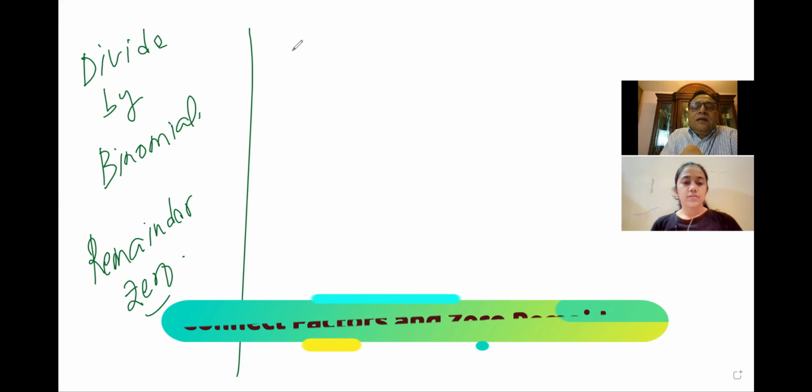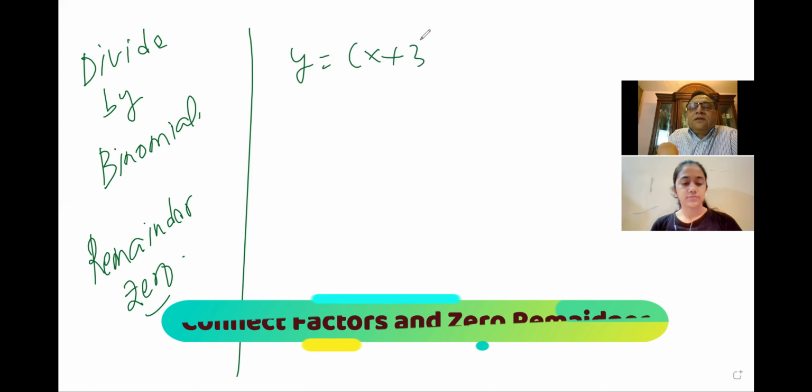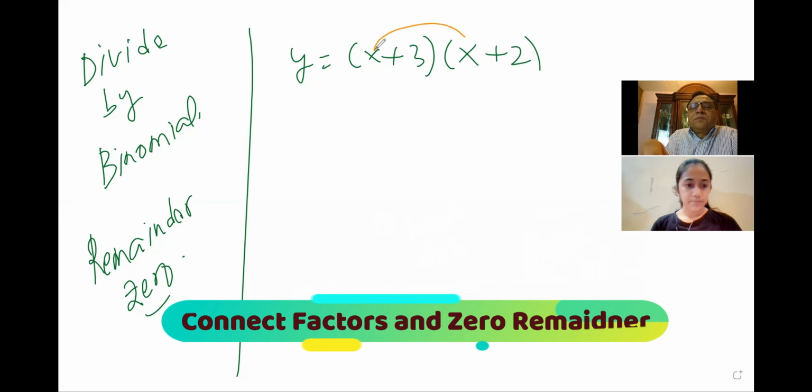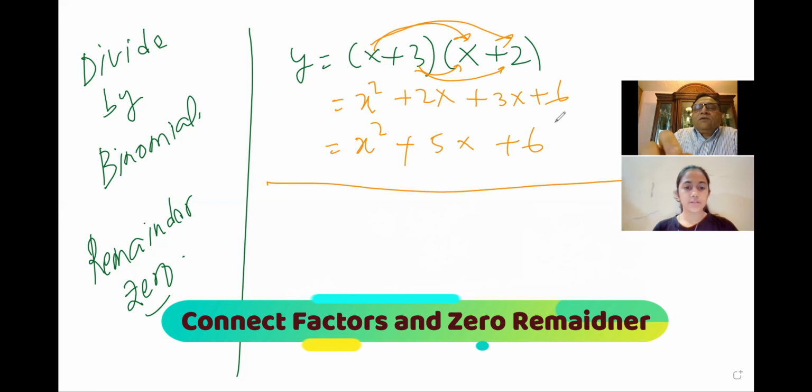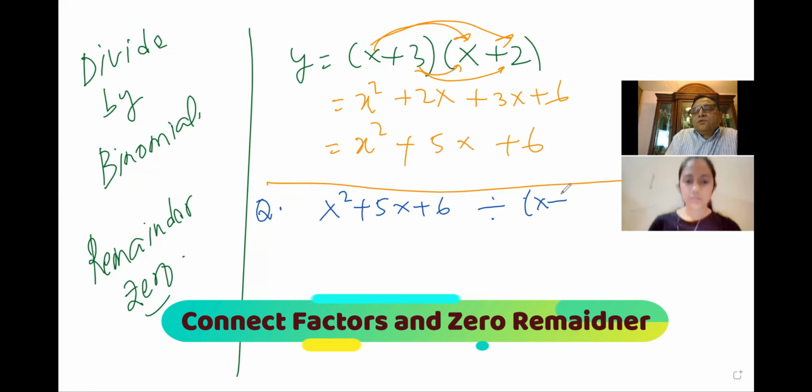Let us say y equals x plus 3 times x plus 2. What do you get? First expand. Tell me what you get. x squared plus 2x plus 3x plus 6, which is x squared plus 5x plus 6. That is what you get, correct? Yes. Now my question here is you have to divide x squared plus 5x plus 6 by x plus 2. What will you get?